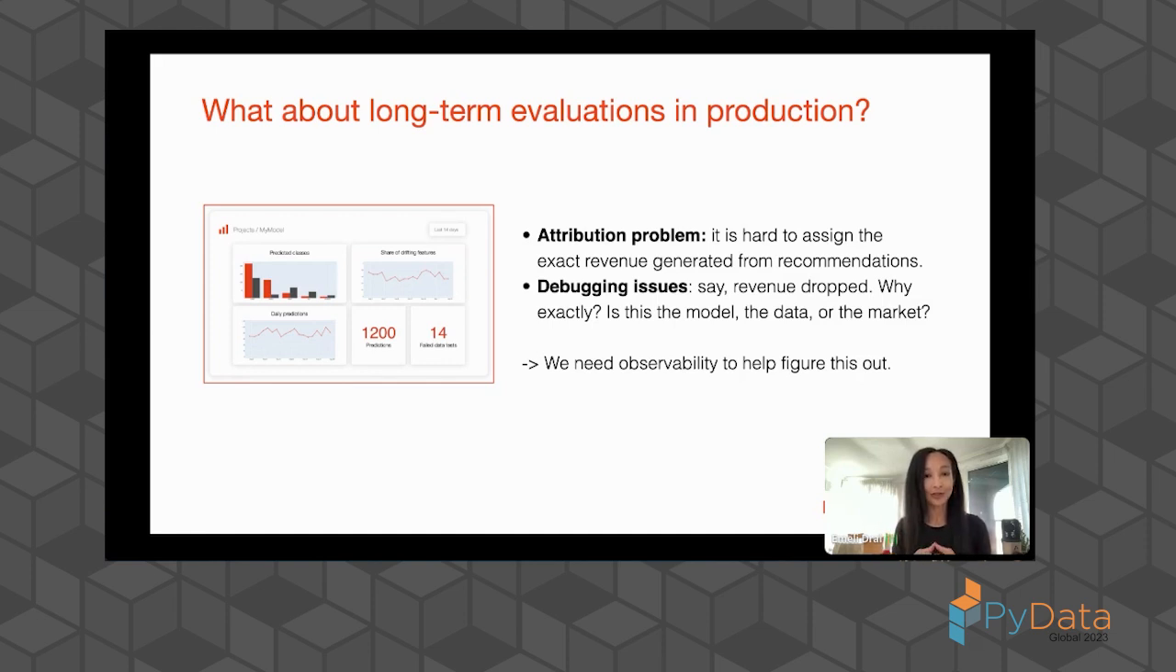And for debugging issues, it's quite similar because let's say we see that our revenue dropped, and it's revenue from the whole service, right? What exactly has happened? Did it happen because we have some data quality issue, or maybe because the quality of our recommendations got worse, or maybe it's just the market itself, right? So it's quite hard to debug and connect the quality of our recommendations to the revenue itself. This is why it's important to build a whole observability system to figure out what's going on with our service and be able to debug things faster.